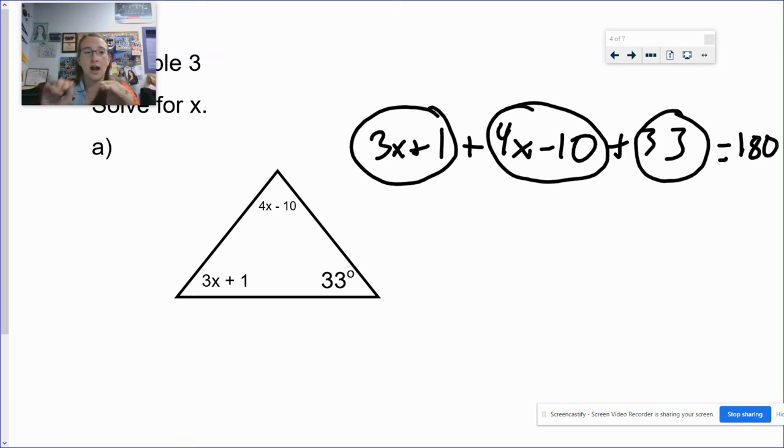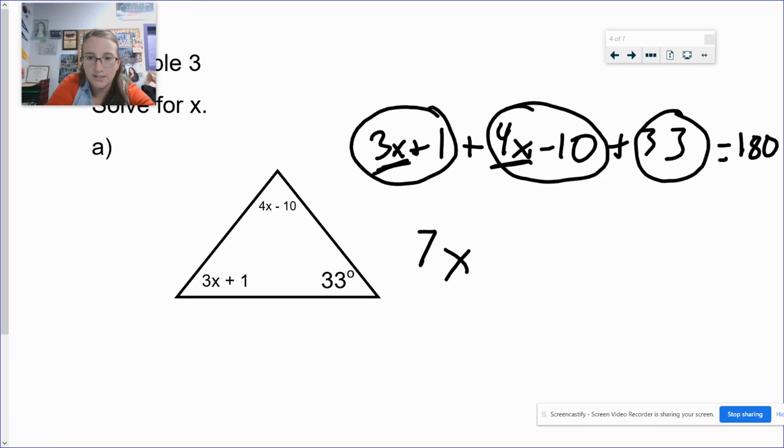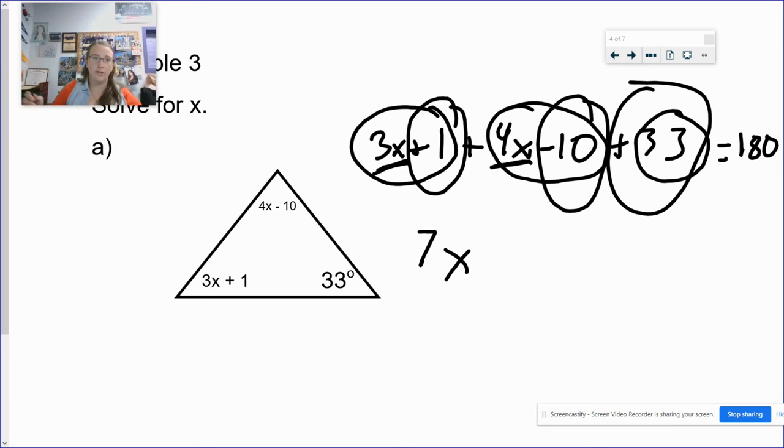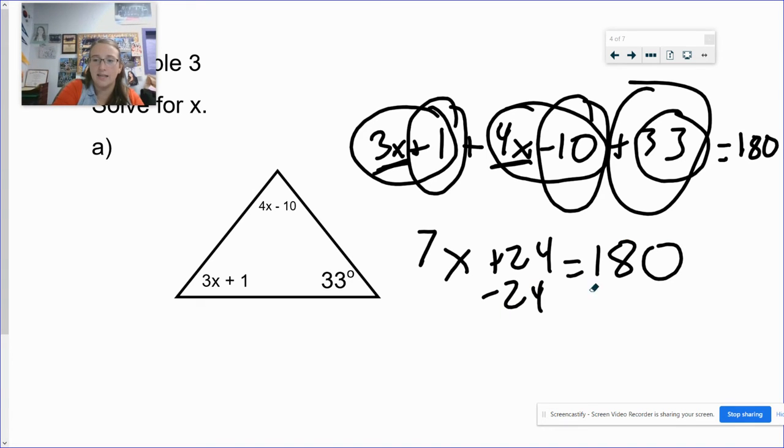Take a second and try to solve your equation and see if you can solve for x. Okay, let's check. So combining like terms here, I have a 3x and a 4x, that gives me 7x. And then I have a positive 1, a negative 10, and a positive 33. So I'm going to use my calculator for that because I'm not sure. A positive 1 minus 10, oops, let me write that in carefully, and a plus 33. We should get plus 24 here. That's combining like terms. Now we're going to get the x by itself.